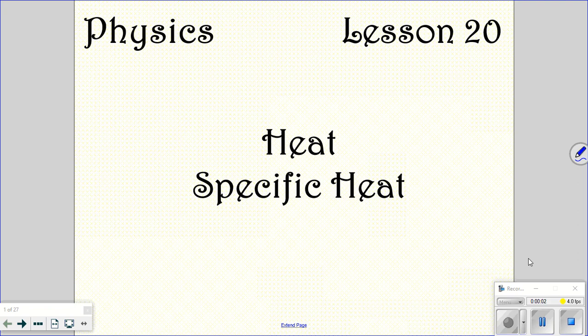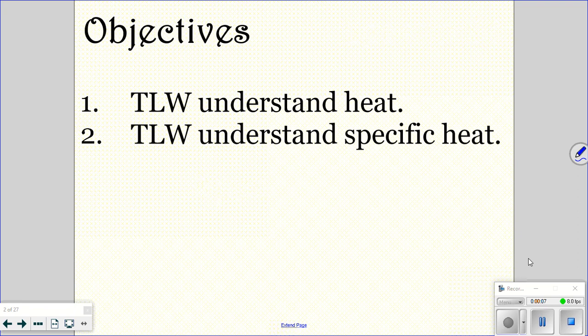Alright, so we're looking at lesson 20 today. We're going to look at heat and specific heat. So hopefully after the lesson you'll understand heat and specific heat.